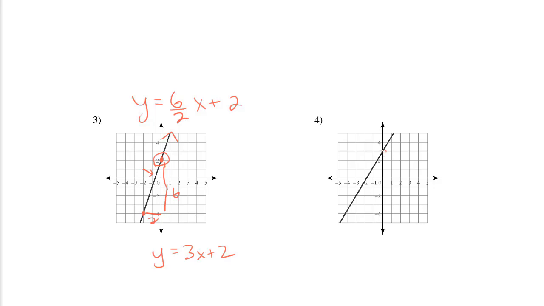The next one, our b value is 0, 3, so b equals 3. And our slope, again, a good crossing point looks to be right there.